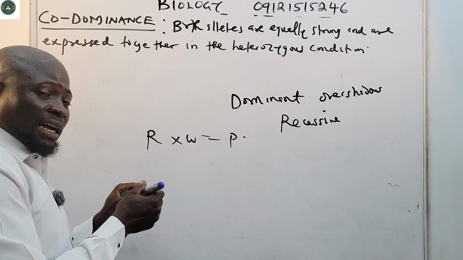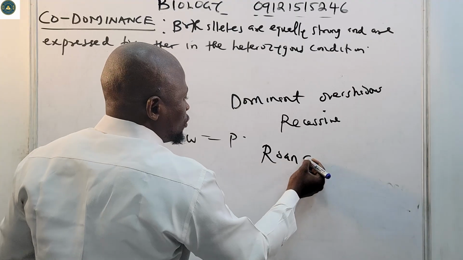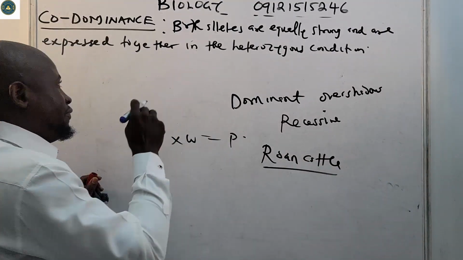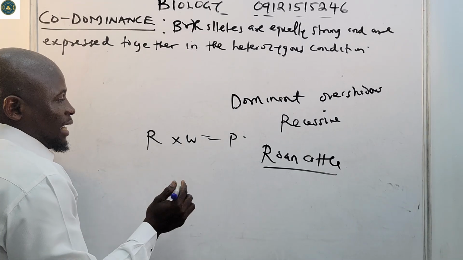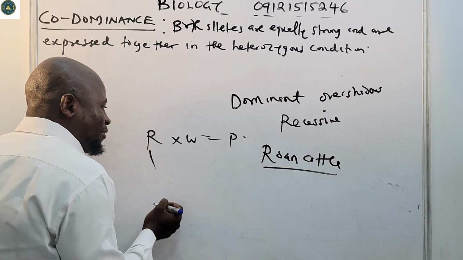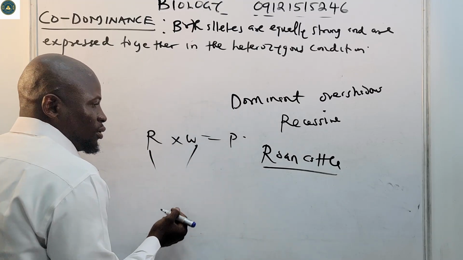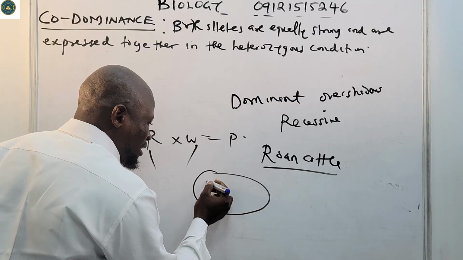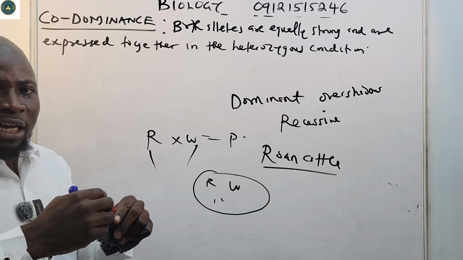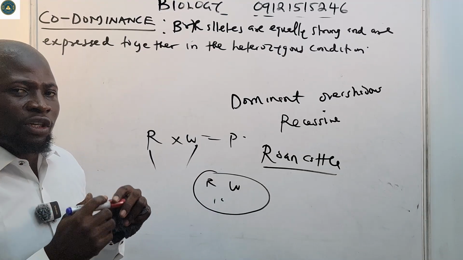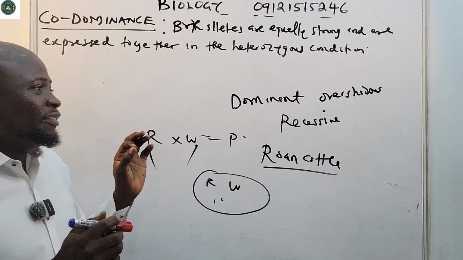Now, for example, roan cattle is an example of codominance. What happens is that you interbreed a cattle with red color with a cattle with white color, and when you now see the offspring, you see red and you see white, fully expressed on the body of the cattle. So that is how codominance is different from incomplete dominance.